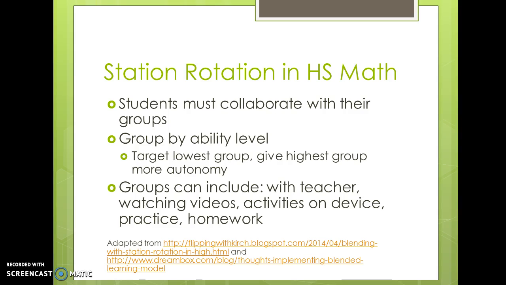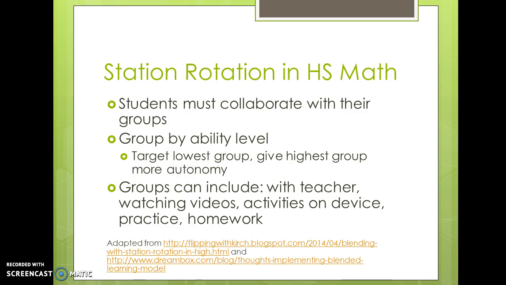So station rotation in high school math, what is that going to look like? For me, obviously I've never done it before. This is all hypothetical. But students must collaborate with their groups. That to me is huge. You have to be working with your group. The whole point, rather, of blended learning in my mind is to start to work away from reliance on the teacher and dependence on me as the teacher. And so collaborating with those group members is going to be huge.